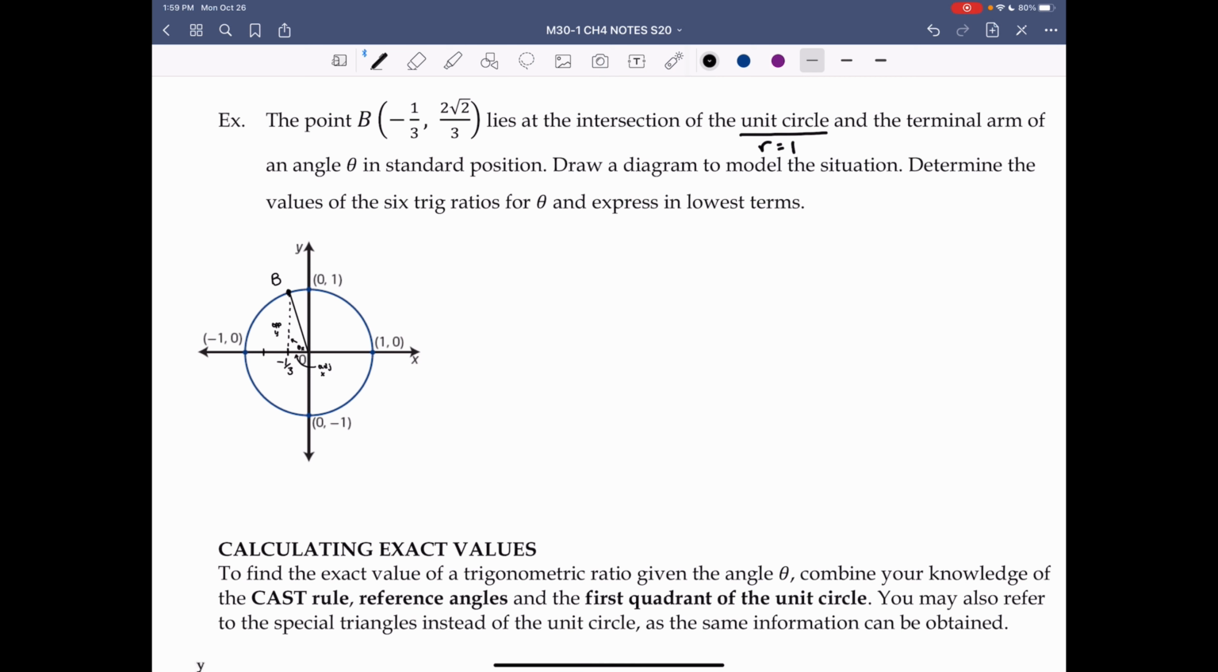Next, we need to determine the values of the 6 trig ratios for theta and express in lowest terms, starting with sine theta, which equals opposite over hypotenuse. It's on the unit circle, so our hypotenuse is 1, it's the radius of the circle. And then our opposite side is the y value, which then just equals y, which in this case, the y value is 2 root 2 over 3.